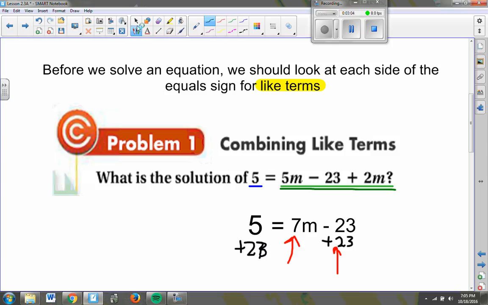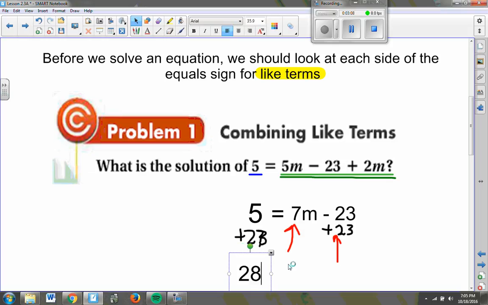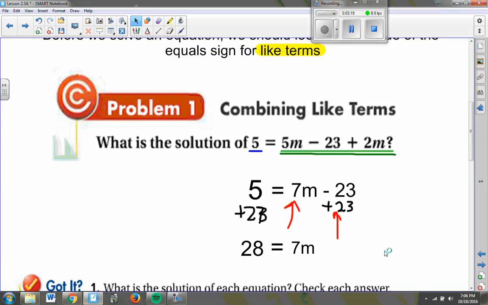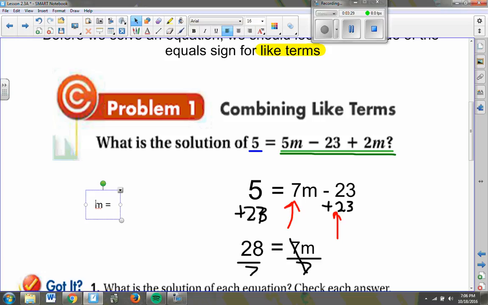The left side will say 28, because 23 plus 5 is 28. The right side will say 7m, and there will still be an equal sign in between. So now I see 7m equals 28. Then to solve for m, all I have to do is get rid of the multiplying by 7, so I'll divide by 7. 28 divided by 7 gives me an m value of 4.